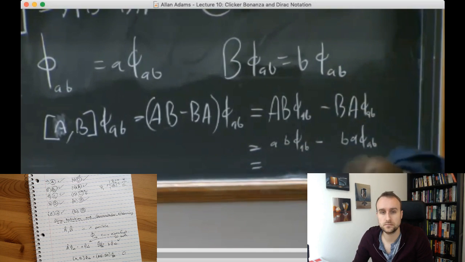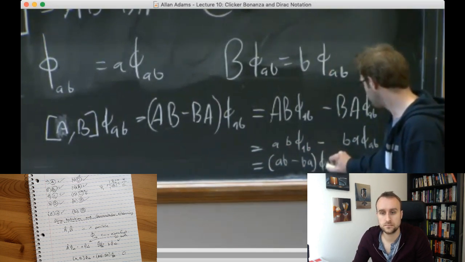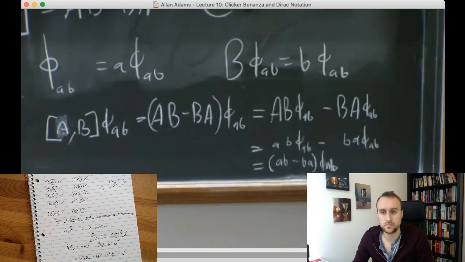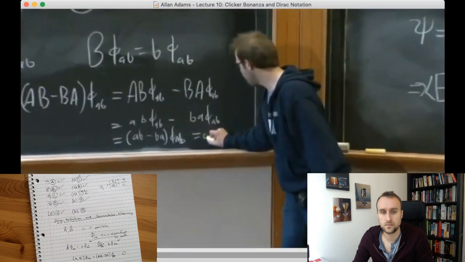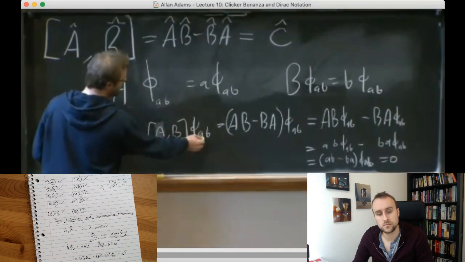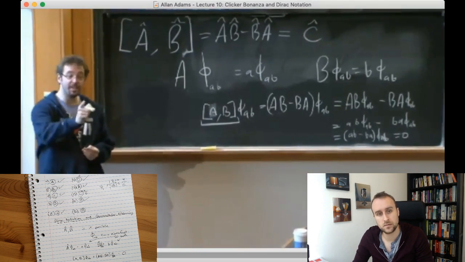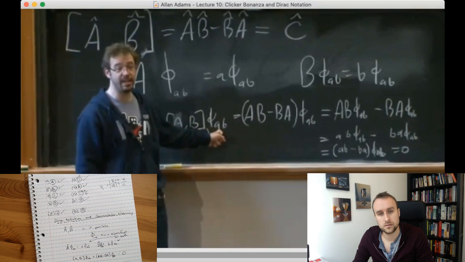This is equal to (little a little b minus little b little a) phi. But little a and little b are numbers. If you take 7 times 5 and 5 times 7 and subtract them, what do you get? 0. So in order for A and B to share a single eigenfunction phi AB, what must be true of their commutator? The commutator must be 0. It must have a non-zero kernel. Exactly. The commutator must annihilate that particular function, that common eigenfunction.